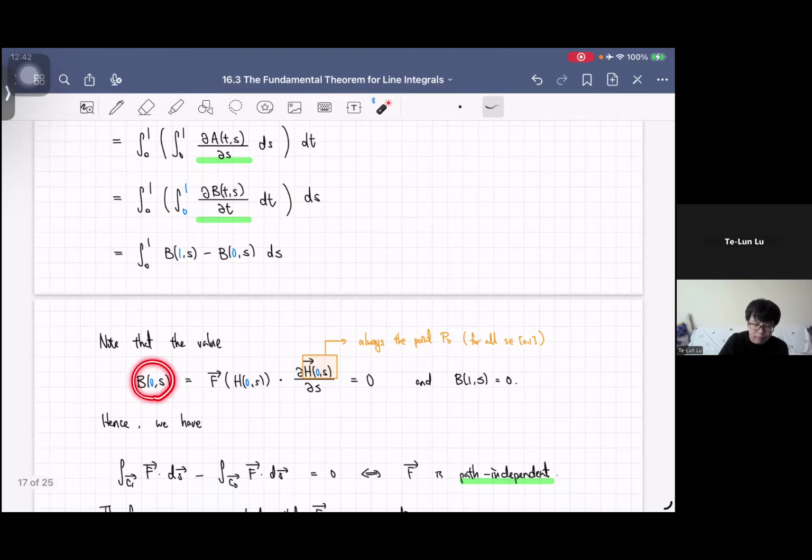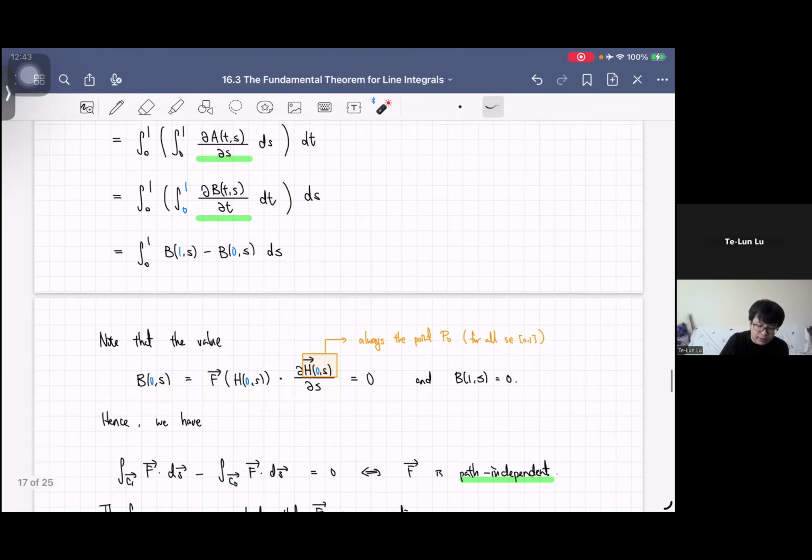B is simply given by f of h dot partial h partial s. If you evaluate it at 0, you have 0 here and 0 here. But what is h(0,s)? That is the starting point of the curve enumerated by s. But the starting point for every curve is the same. So this is always P naught, making this thing not depend on s. So the derivative is 0. So this will be a zero vector, basically.